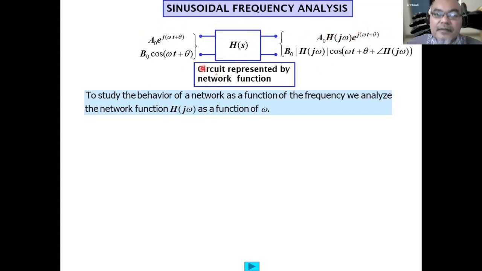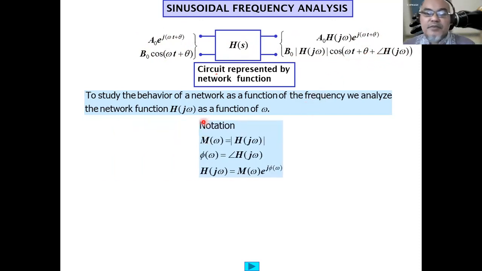Okay. When we have B cos(ωt + θ), it is basically the same, only the previous one is expressed in complex Euler form, while this one is expressed in a sinusoidal function. Then, put into the transfer function H(s), the output will become B0 times the magnitude of H(jω), and then cos(ωt + θ) with an additional phase angle of H(jω).